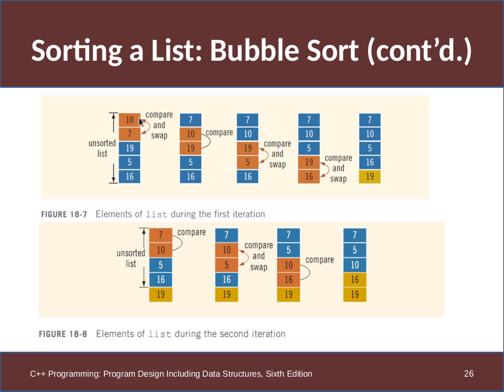Compare the 10 and the 7. The 10's greater, swap them. Compare the 10 and the 19. 19's greater, don't do anything. Compare the 19 and the 5. 19's greater, swap them. Compare the 19 and the 16. The 19's bigger, swap them. The 19 is where it needs to be. It has bubbled up, or bubbled down in this case, to its proper location.